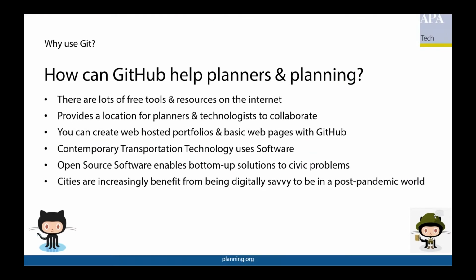So how can GitHub help planners in planning? There are a few things to think about. There's lots of cool and free things on the internet. And even when you need to pay attention to the licensing of a tool, most things on GitHub are provided with very permissible licenses. You can talk directly with technologists about the software you're interested in through issues. You can develop your own personal portfolios and web pages with GitHub. And increasingly, software is eating the world of transportation, and as a result, being conversant with GitHub can help you understand the conversations that are leading to the future evolutions of the emerging technologies that we're trying to understand and plan our communities around. Also, open source software can enable bottom-up solutions to civic problems. It can potentially be a new forum of engagement that is more action-oriented than others. And being digitally savvy helps your city understand what the best solutions for your community's problems may be.